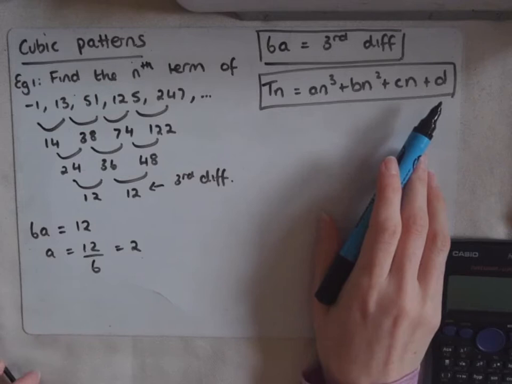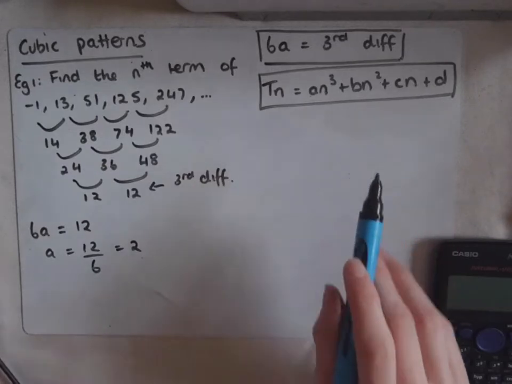Okay, it's the exact same way that you find it with a quadratic, except instead of having 2 variables, we now have 3. So it's going to be simultaneous equations with 3 variables. Okay, so really going back to your algebra 1.